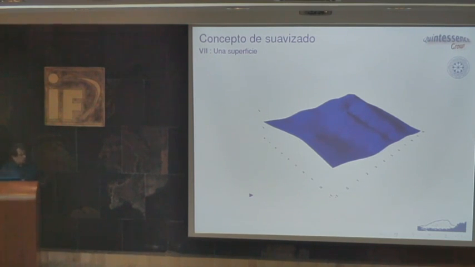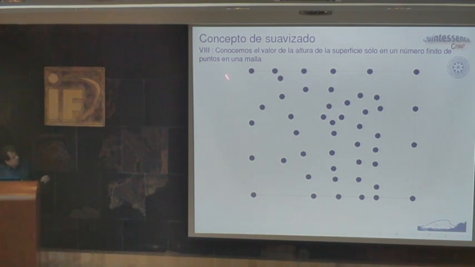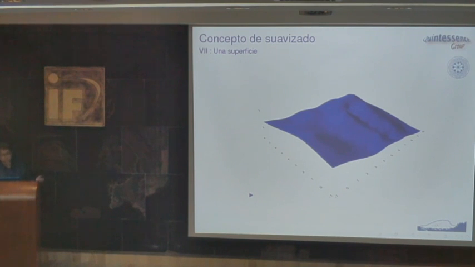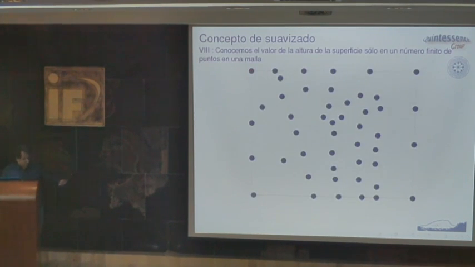Another way to understand the smoothing is to think of a 3D surface, and the altitude or the value of z for this surface, I can write it in the xy plane. In this case, we have a lot of points where I have the information of this surface. I don't know the surface. I only know the values of the height of this surface in this finite set of points. And I want to know how high is the surface in this place, and so on and so on.